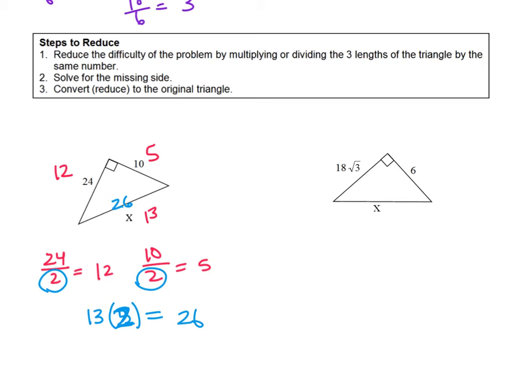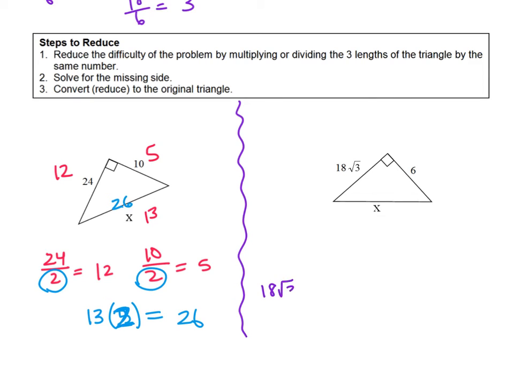All right, this next example, we're going to have to end up using the Pythagorean theorem, and I'll explain that in a second. But first, take a look at the 2 sides you're given. We can reduce the triangle. So 18 square roots of 3 and 6, can they be divided by the same number? And they actually can both be divided by 6.